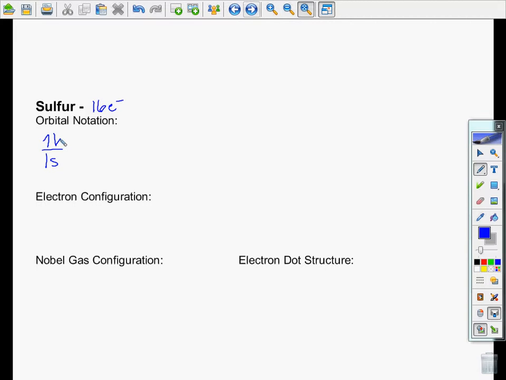I generally draw half arrows because they're faster to draw than whole arrows. You can draw them however you want. All right, so the first shell is full. Now we go to the second shell. Which orbital first? 2s, right? So we filled up 1s. Now we're going to fill up 2s. And 2s can hold two electrons, okay? So now 2s is full, what comes next?